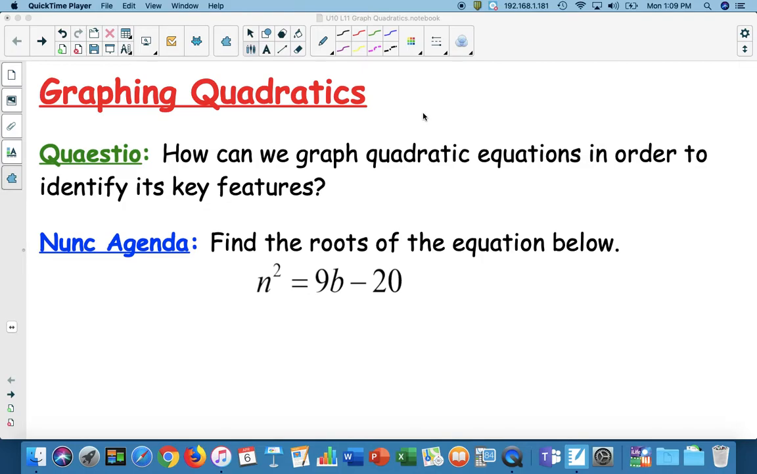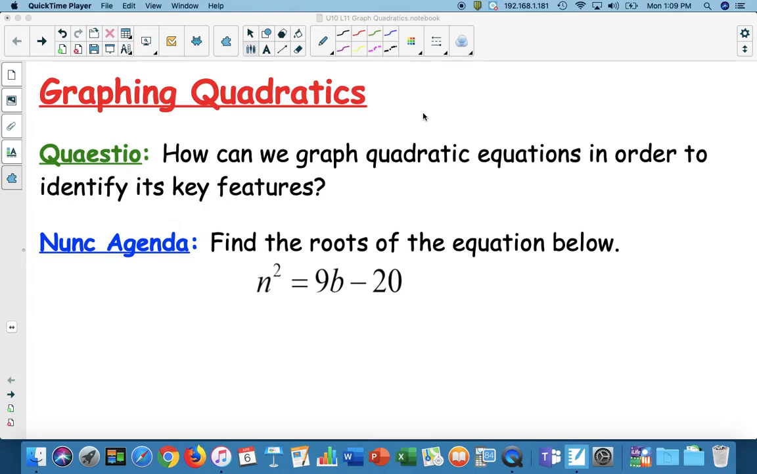Right now you should be trying to solve the Nuke agenda. Whichever method you want to use for solving quadratics, just make sure you set equal to 0. So take a pause now. That's my little Maverick barking because he wants to be involved. Take a pause now, set equal to 0 and solve.